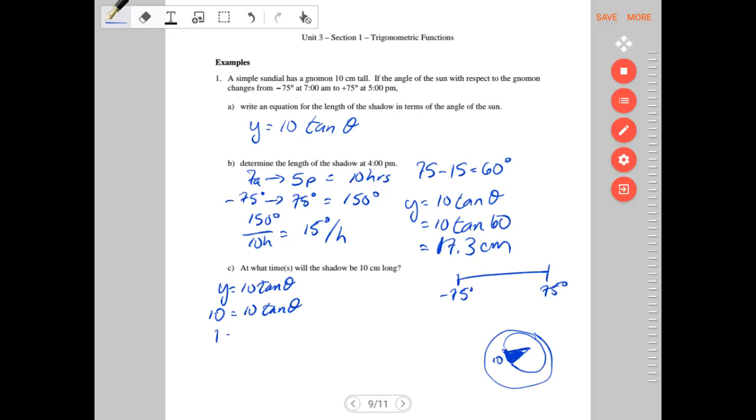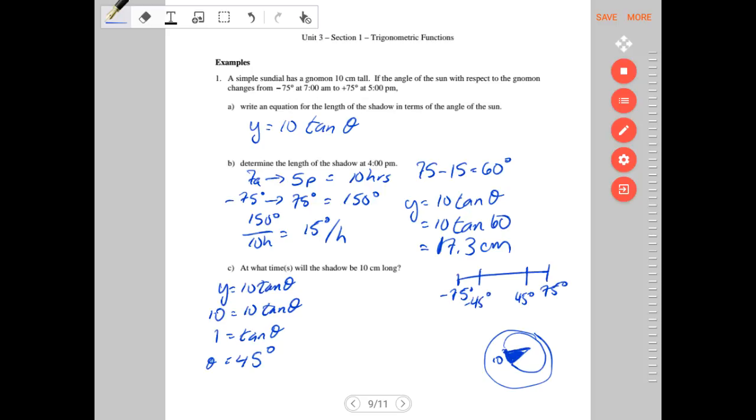Divide both sides by 10. Now, when does tan theta equal 1? It equals 1 at 45 degrees. So if you go tan inverse of 1, or if you want to look at your tangent unit circle, then you sure can find out that tan of 45 is 1. Now, because this is a symmetrical scale, if this is happening at positive 45 degrees, then it's also going to be happening at negative 45 degrees.